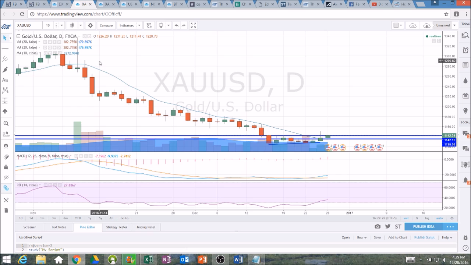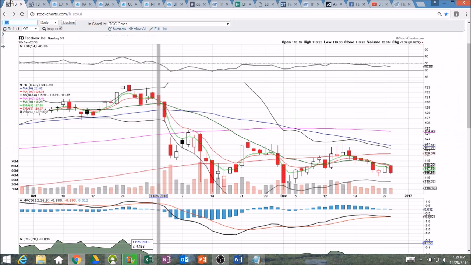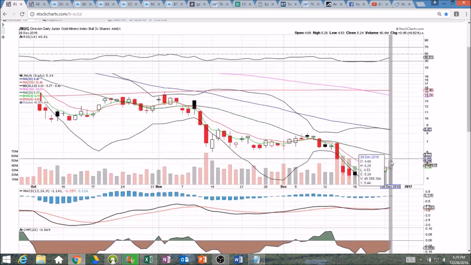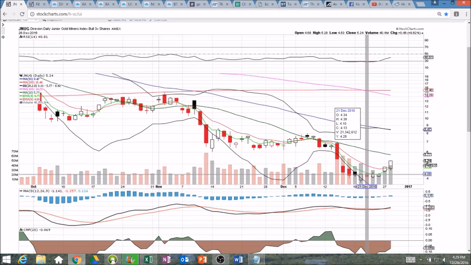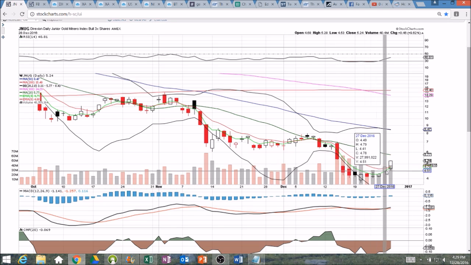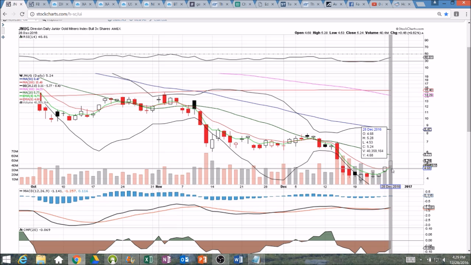And the bull miners are doing a really good job responding to this short-term bullish action in gold. Let's look at these names. We've got JNUG. Nice follow through. Close at the high of yesterday. Close at the high of today. Increasing bull volume. This is exactly what the bulls wanted to see. And we are looking to fill this gap at 535. We have not filled the gap yet for JNUG.